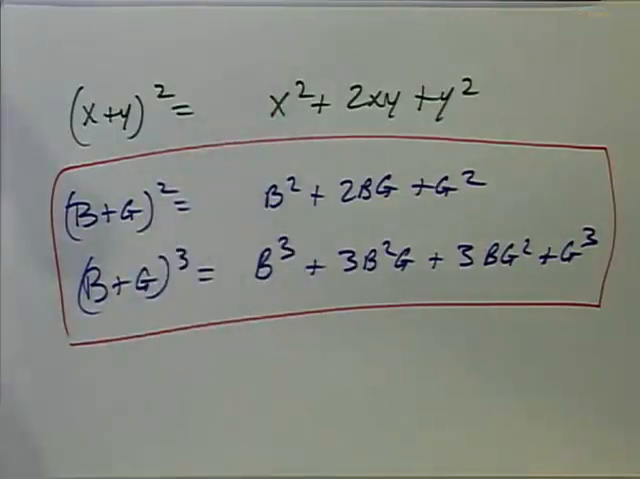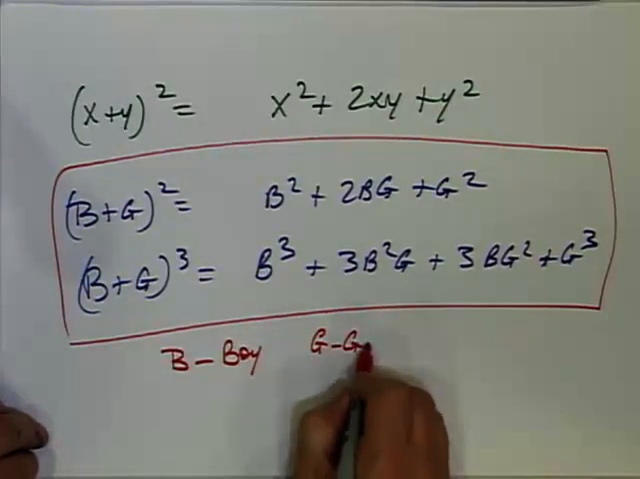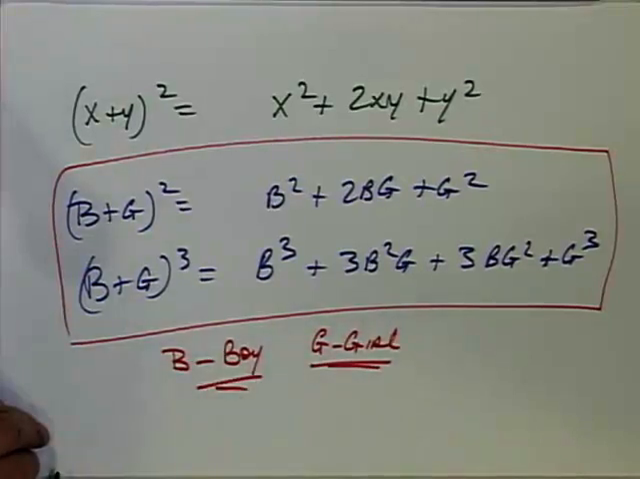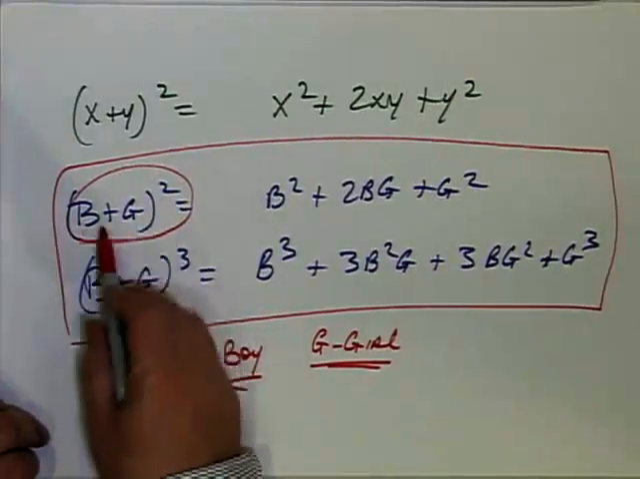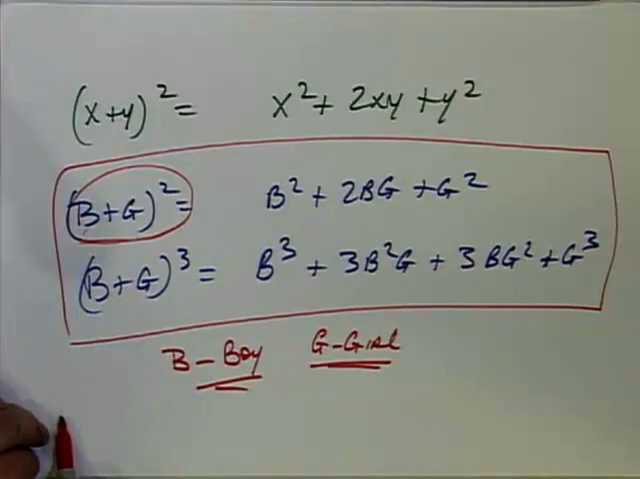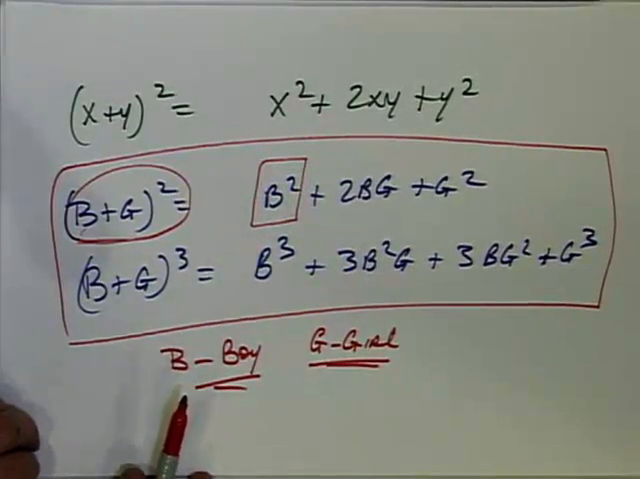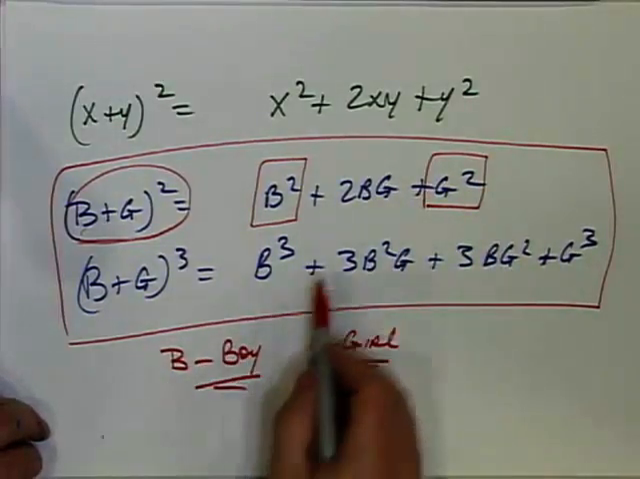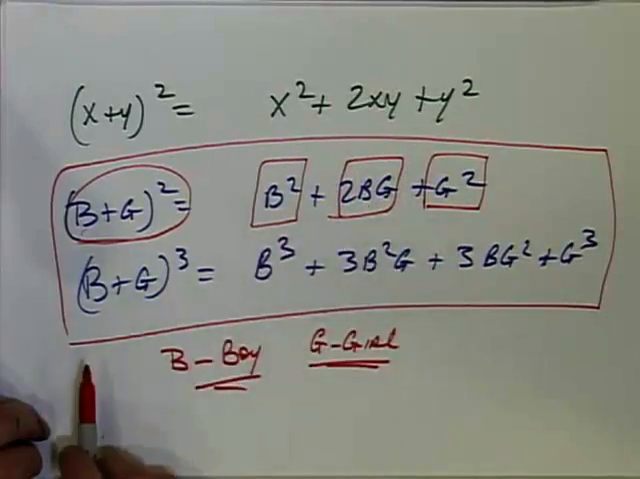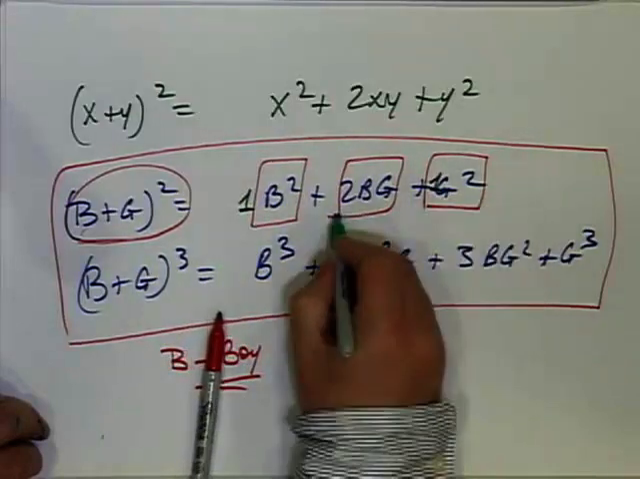And the reason I think so is just imagine for a minute that b stood for a boy and that g stood for a girl. Okay? This is a two-child family. b plus g. What does b squared signify? Two boys, isn't it? g squared, two girls. And what's this bg? Boy and a girl. Why is there a 1 here, a 1 here, and a 2 here?